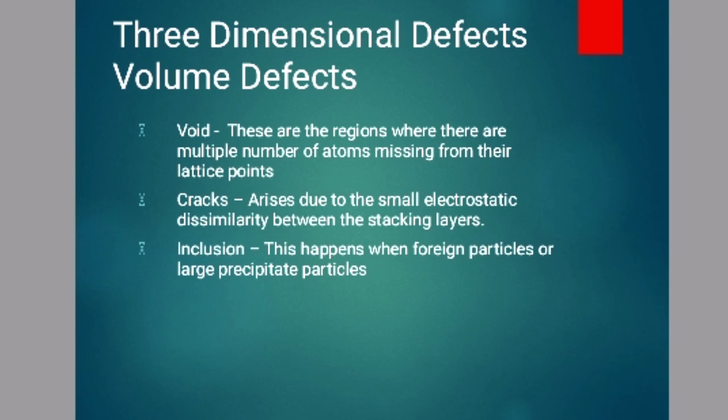And the final one is inclusion. This happens when foreign particles, as the name means, are included. Inclusion happens usually with precipitate particles. When a precipitation happens in that crystal, some of the foreign particles may get inserted and make an interstitial place over there. And this category is volume. There is a change in the volume, so it is considered as a volume defect, and we can name it as an inclusion.